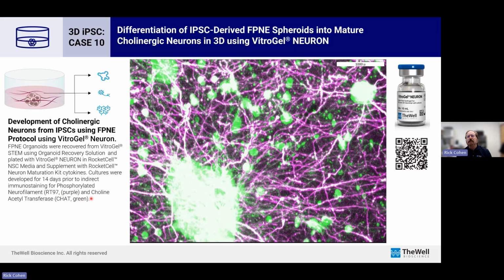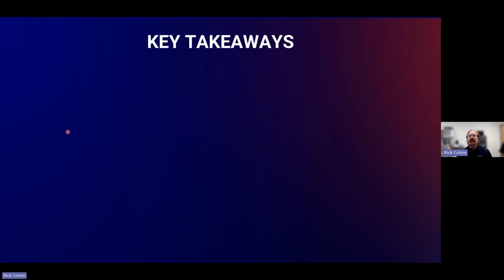And then this overlaps with the choline acetyltransferase, so this highlights cholinergic neurons in green, and any overlap is going to show up in white. So the key takeaways.